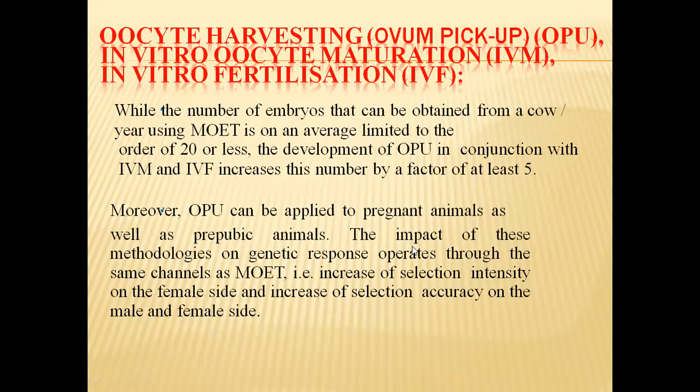And next one is oocyte harvestation. This is also called the ovum pickup method, or OPU method. This OPU method will always be coupled with in vitro oocyte maturation, IVM, and in vitro fertilization, IVF methods. So all three methods are collectively used to achieve the desired results. So in this oocyte harvesting or ovum pickup method, what will they do?